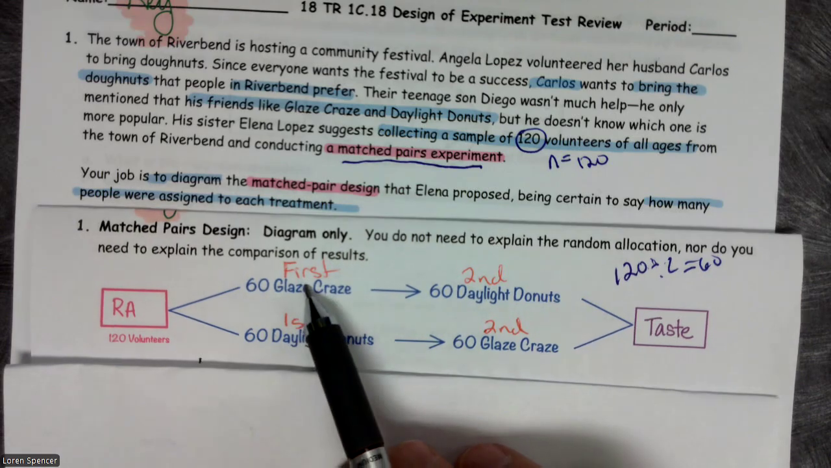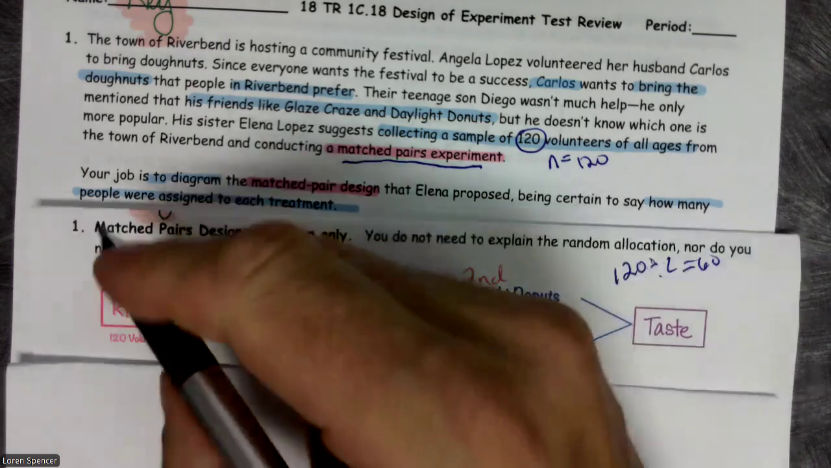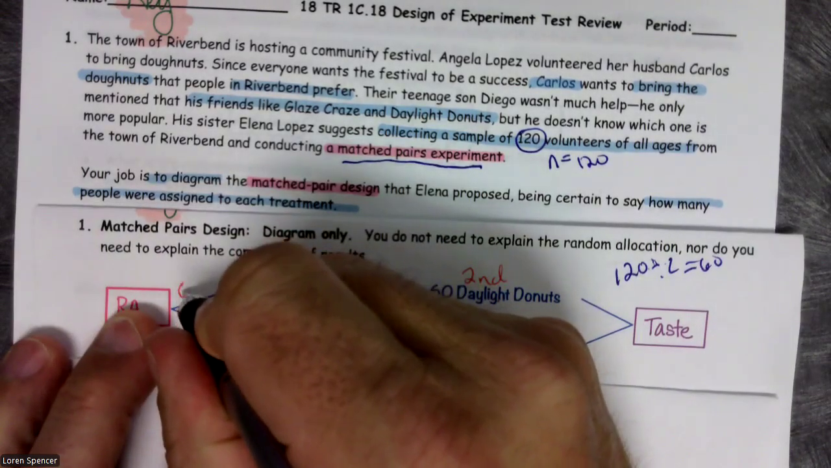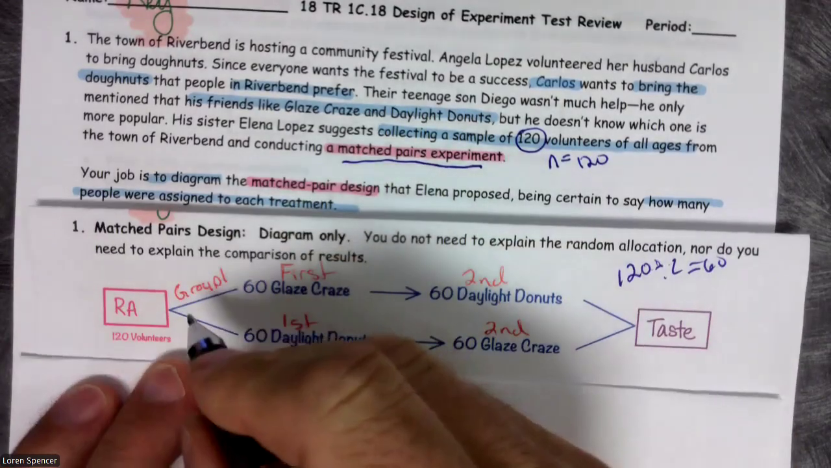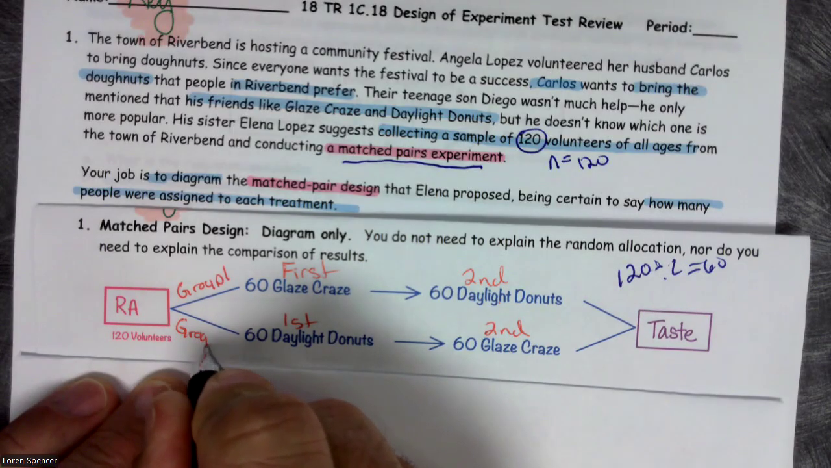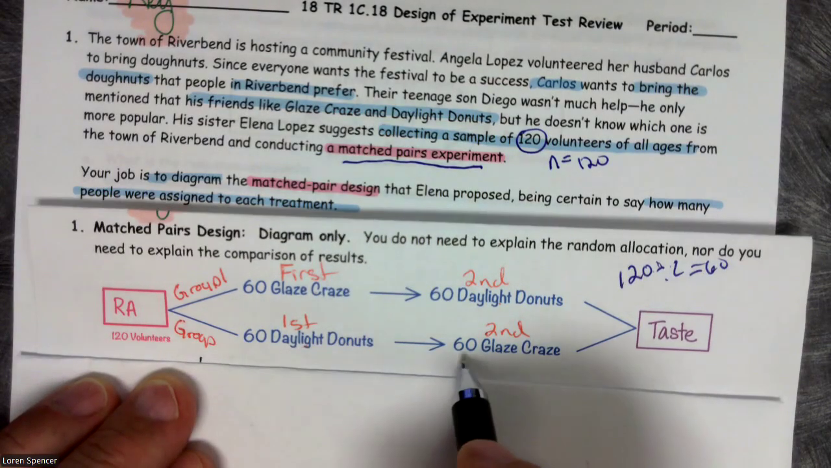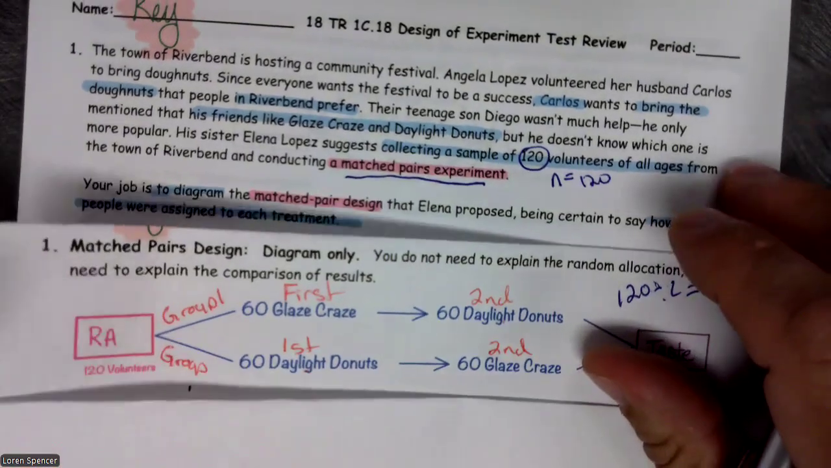So you had the Glaze Craze and then the Daylight Donuts if you're in group one. And by the way, let's call that group one. So group one got it this way. And you don't have to label group one. And group two, the other group, had Daylight Donuts first, then Glaze Craze second. Okay? All right, on to the next one.